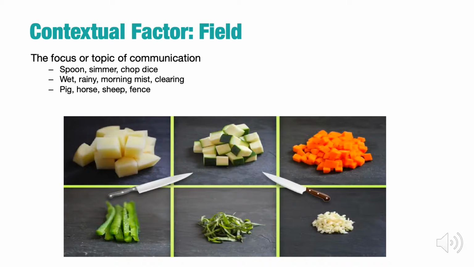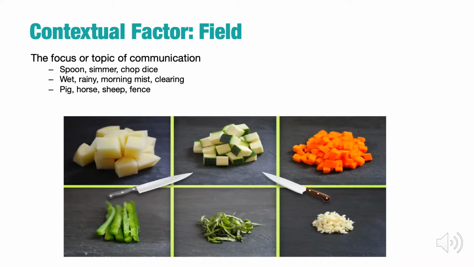You can see on your screen that there are 3 sets or groups of words: spoon, simmer, chop, dice, wet, rainy, morning mist, clearing, and pig, horse, sheep, and fence. I want you to pause the video, write those down, and then work out what the category or topic is, essentially the field of each of those groups of words.